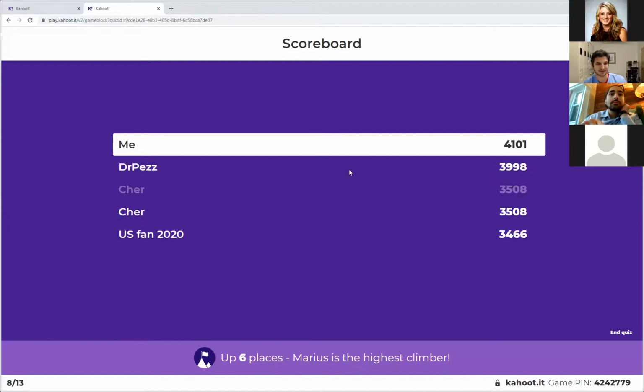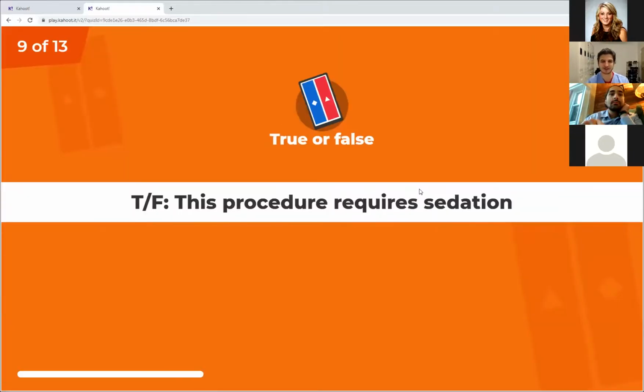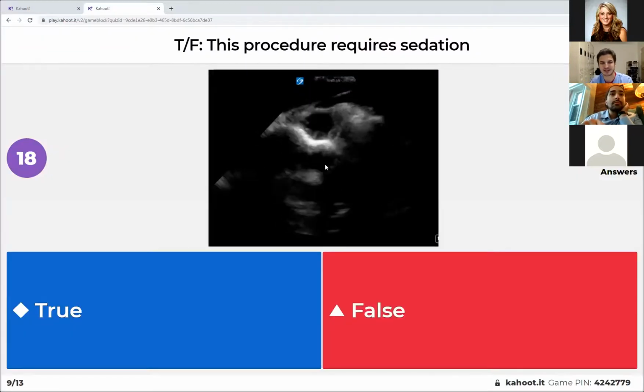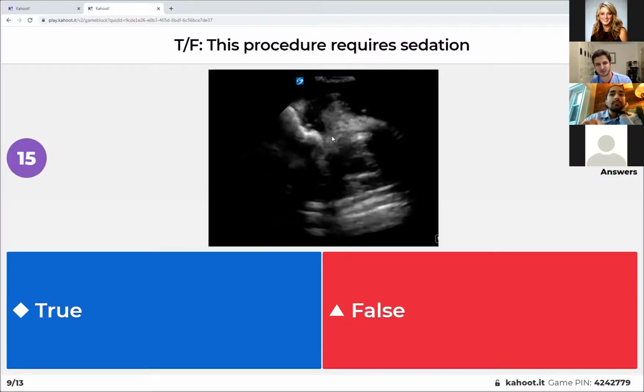All right. Got the same top leaderboard. This is just a quick true or false, and this one I hope sparks a little bit of debate or conversation. Does this procedure shown require sedation?